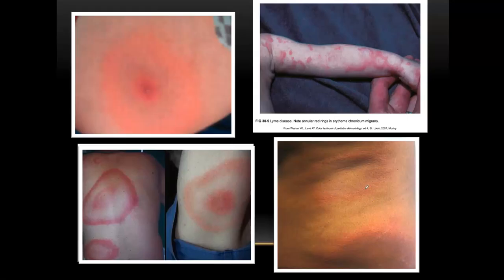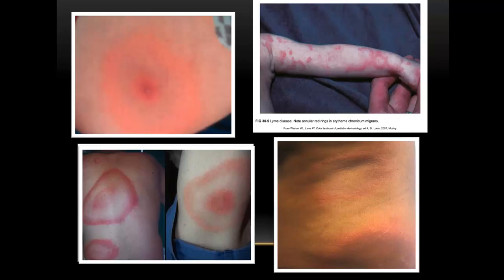Because a lot of times, if you look at this, you're like, oh, I just bruised myself, right? Here it's pretty evident that there is something going on. So you've got to pay attention to that. And then we get these annular rings, that's the next stage. You'll have these annular rings, and then it goes away, right?